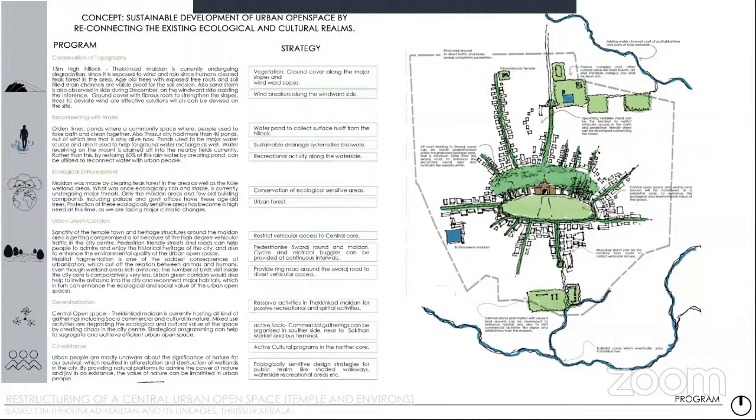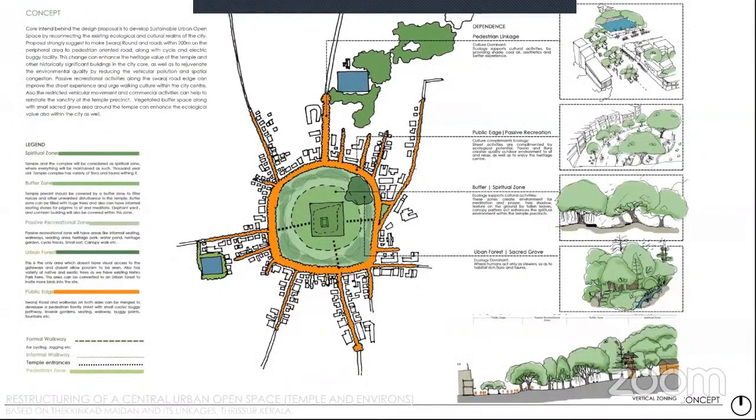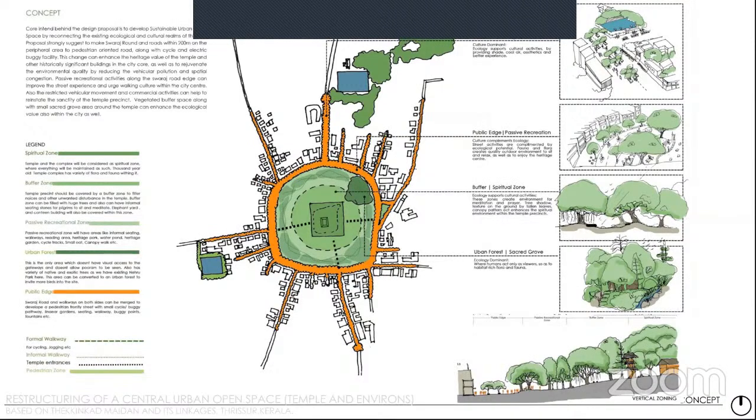Core concept behind the design proposal is to develop sustainable urban open space by connecting existing ecological cultural elements of the city. To do so, I have identified majorly 4 zones within the intervention area based on its interdependence between ecology and culture. Urban forest or sacred grove area is defined and closed area with high ecological value where the humans are just viewers at the most.